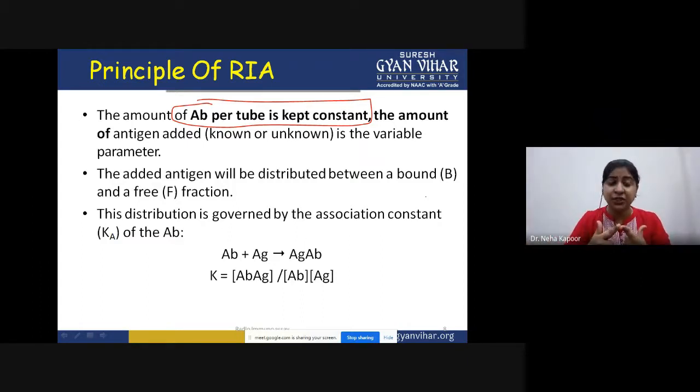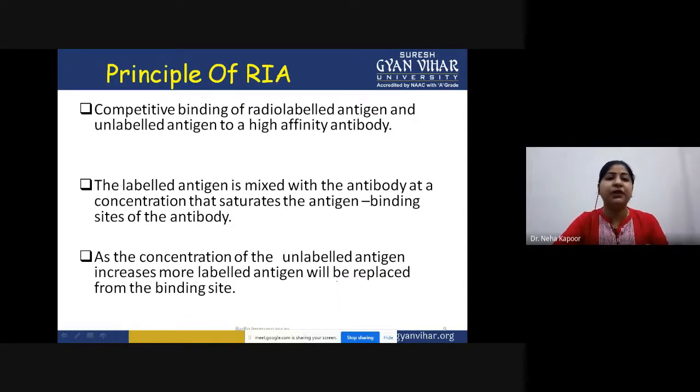That means antigen can be present in that setting either in the bound form, that is B, or in the free form. However, this distribution, whether they will remain in the bound form or free form, we normally determine by an association constant of the antibody, known as Ka. This is the general reaction: an antibody plus antigen will form a complex. If you want to know the association constant, it is the concentration of the antibody-antigen complex divided by the concentration of antibody and the concentration of antigen. So depending upon the free antigen present, we can go for the detection.